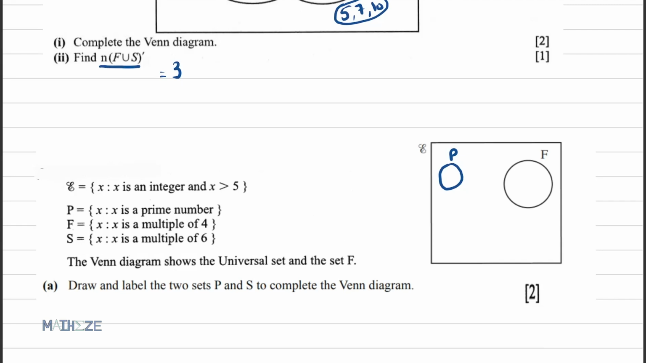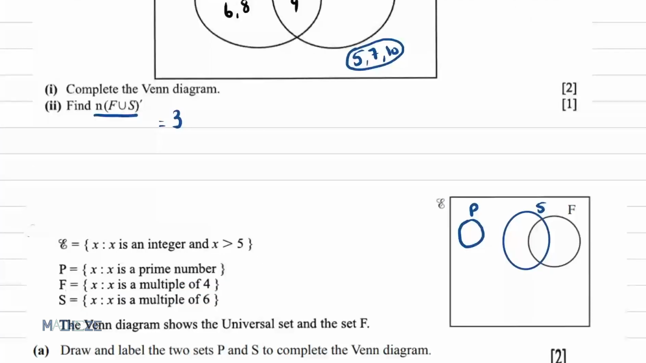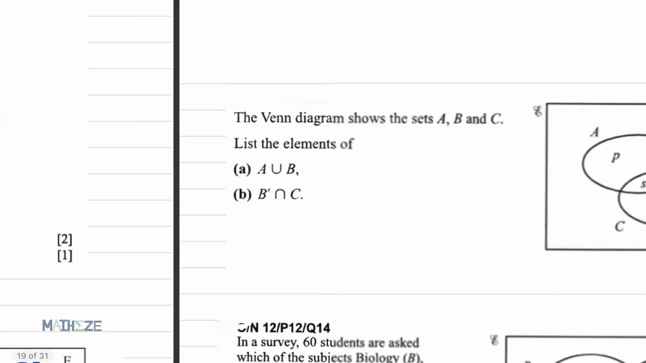Now let's talk about set S. Sets F and S have some elements common and some not. For example, 24 comes in both the tables, 36 comes in both the tables, and 28 does not come in both tables. So that means there is a chance of intersection between F and S. Do you get this, guys? Let's proceed to next question.